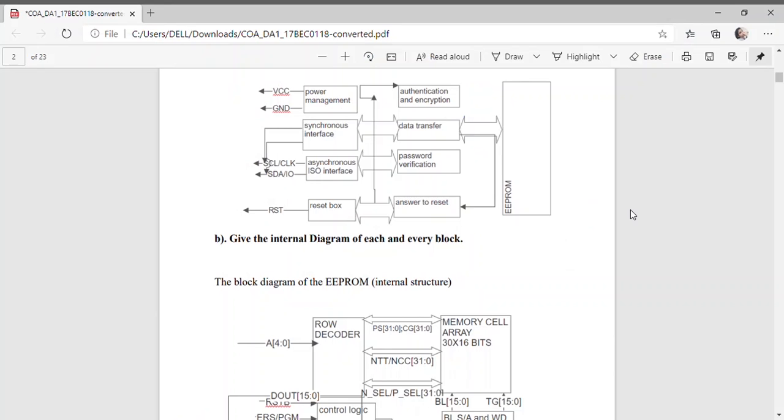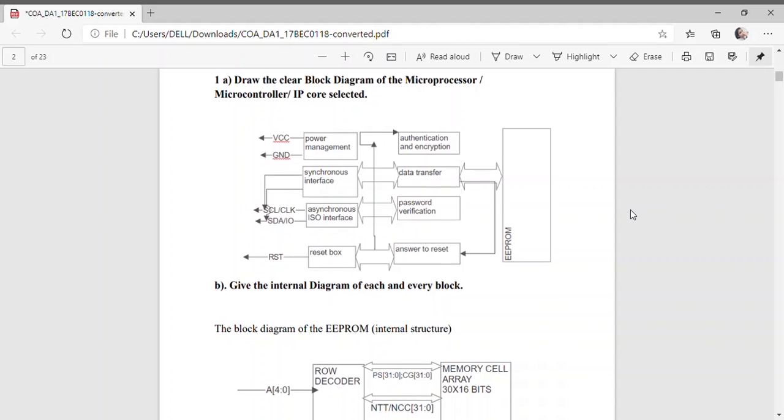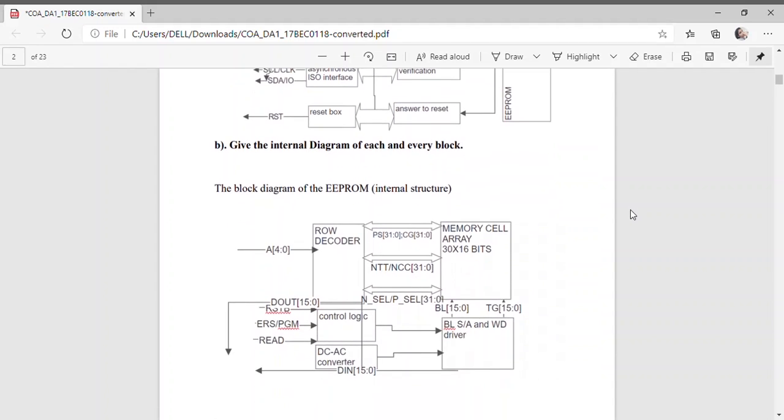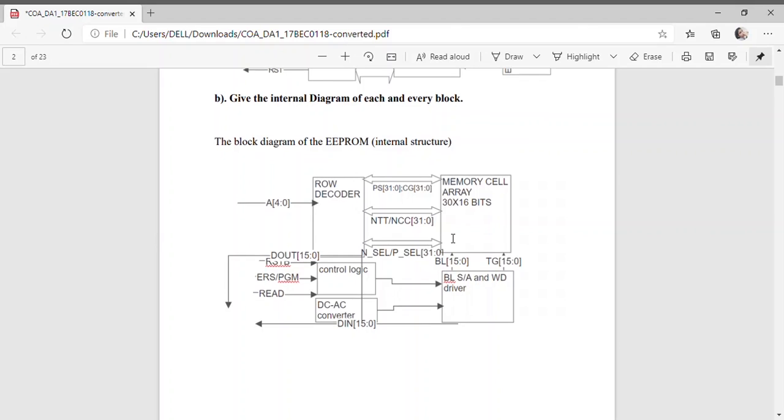Moving on to the next question. Give the internal diagram of each and every block. I have given the internal diagram of EEPROM here, this part. So I was not able to find this in my data sheet, but I found this online. So again, I did this diagram with the help of Da1 A2.